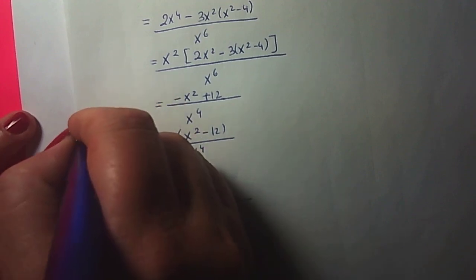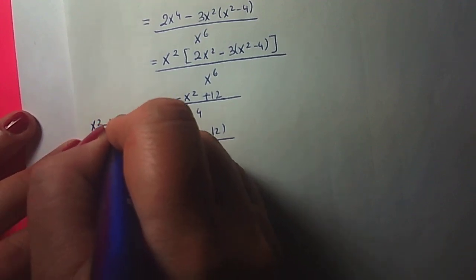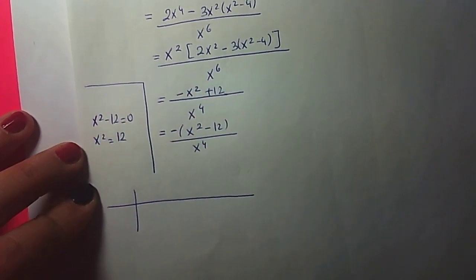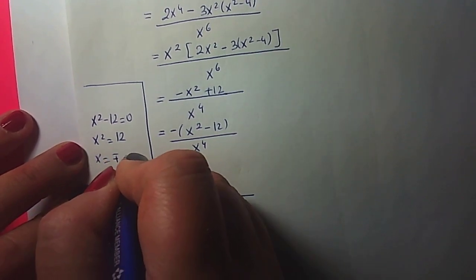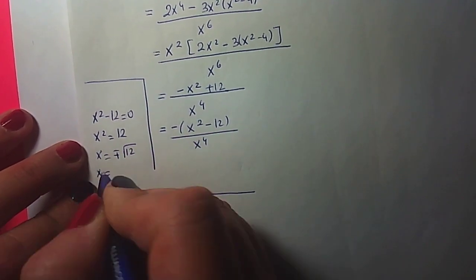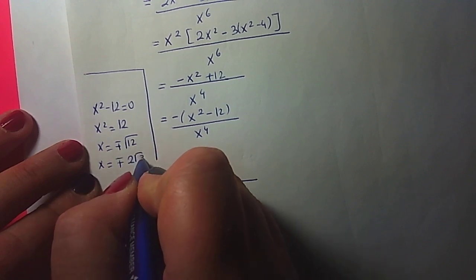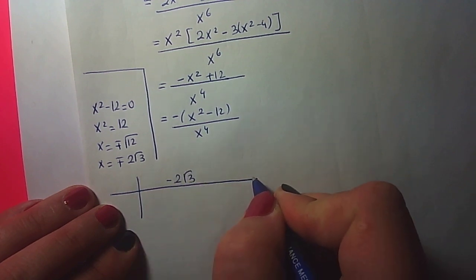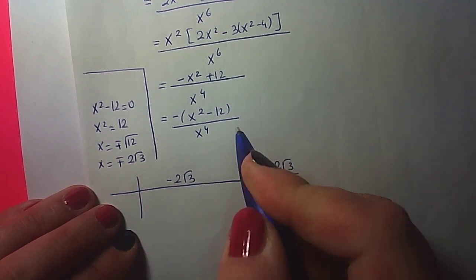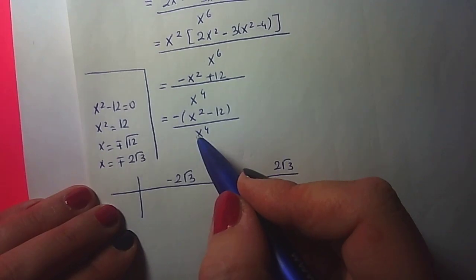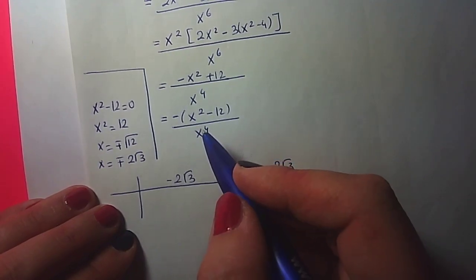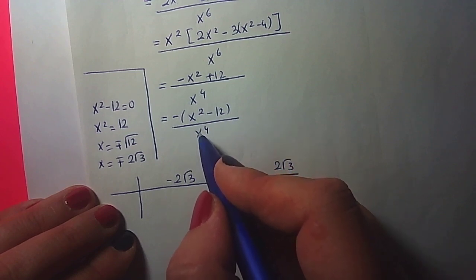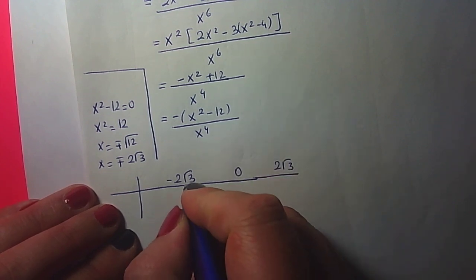So you get x squared minus 12 equals 0. So you get x squared equals 12. x is plus and minus square root of 12. So that gives you plus and minus 2 root 3. So we are going to have negative 2 root 3 and positive 2 root 3. But we also need to include in our table where the first derivative is undefined. In this case, when x is 0, the first derivative is undefined. So we need to add that value in our table.